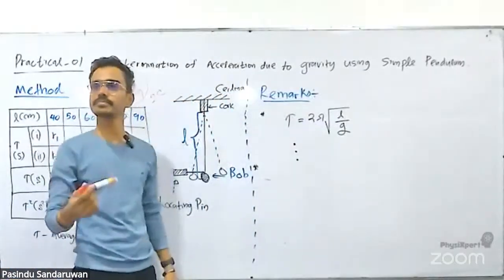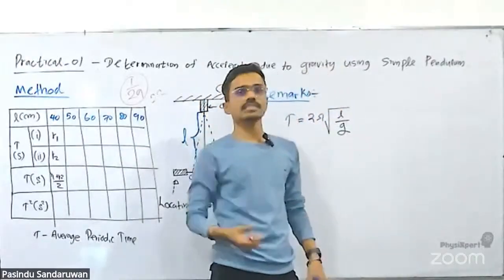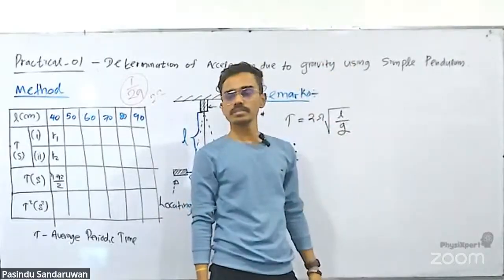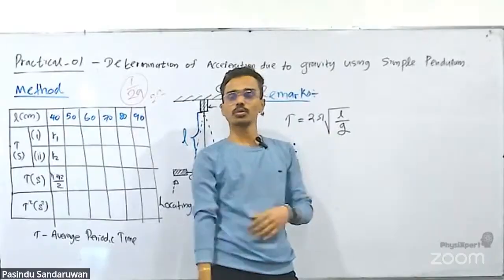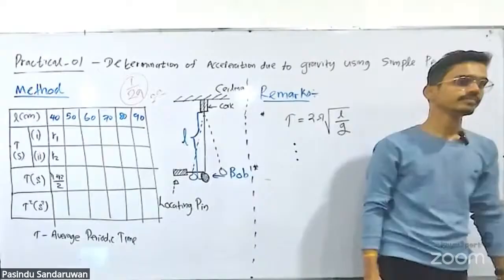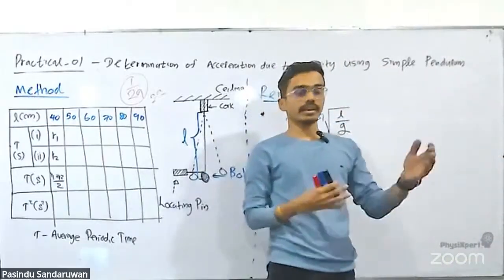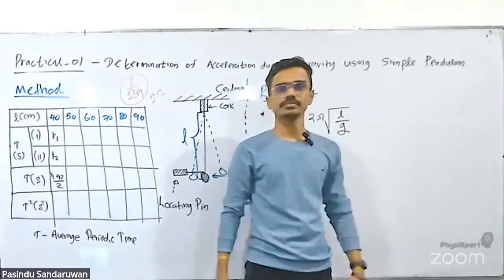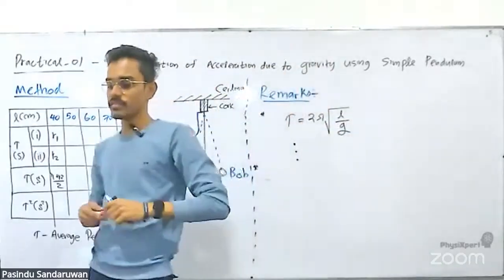What's the reason? Percentage error will go beyond 1%. Right? With a low number of oscillations you get 10%, 12% percentage error. So that's why we take 20, 25, 30, 50. The general value is 25.